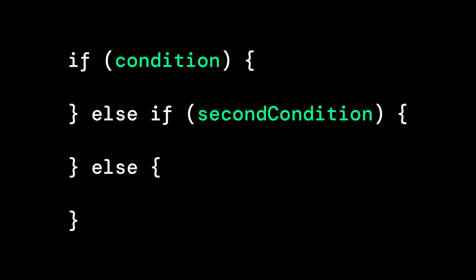Conditions are checked from top to bottom. The first branch with a true condition runs. The remaining branches in that conditional chain are skipped. The else block runs when all earlier conditions are false. The order of conditions is important. That is how you use if, else, and else-if statements in TypeScript.